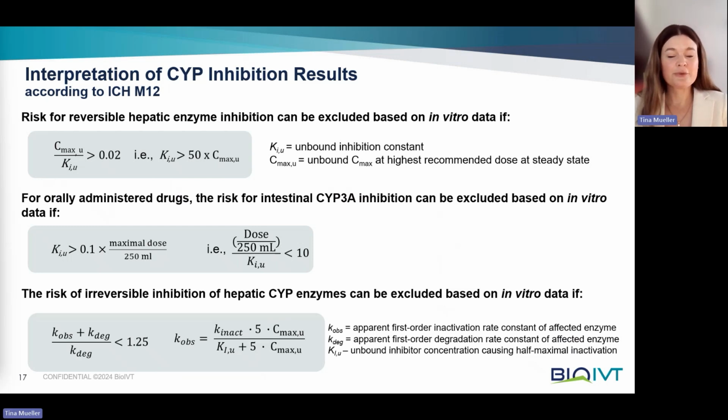Lastly, the risk for irreversible inhibition can be determined using the following equation. The observed apparent first-order inactivation rate, called Kobs, plus the apparent first-order degradation rate constant, divided by the degradation rate constant. If that value is less than 1.25, the risk can be excluded. And Kobs, in turn, can be calculated as shown here using the equation on the right.